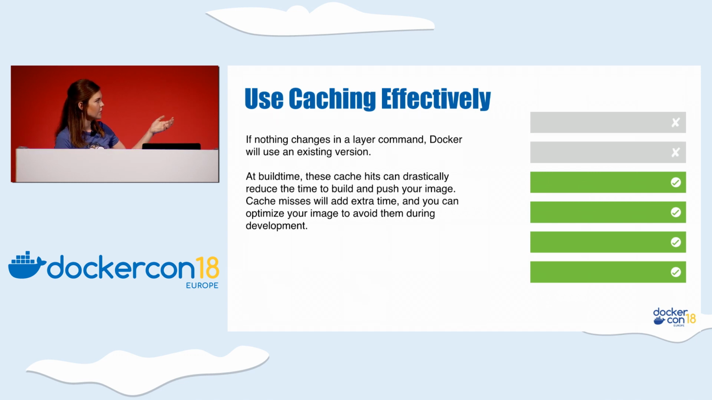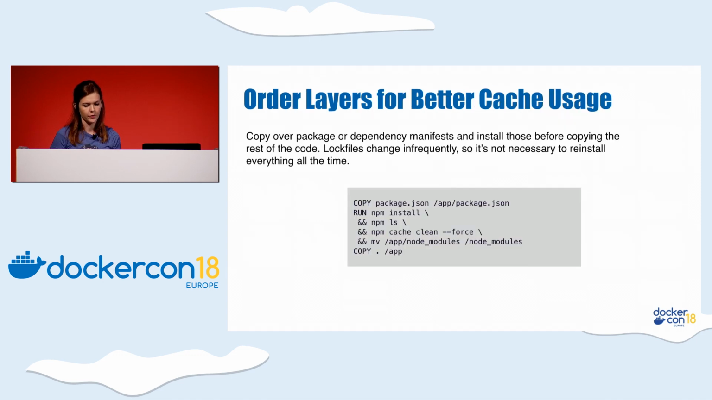When the cache is a hit, we have that represented in green. And then as soon as there's one layer where the cache misses, it has to be rebuilt. So if you can order your layers in a smart way, where the stuff that doesn't change is in this bottom section, and stuff that does change often is more toward the top, you can make sure that you're really taking advantage of caching and getting the fastest build times possible.